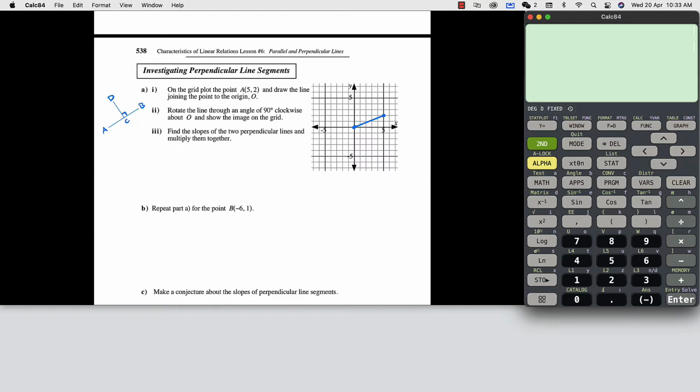Okay, and next it says rotate the line through an angle of 90 degrees clockwise. So first of all, indicate that clockwise is going in that direction.